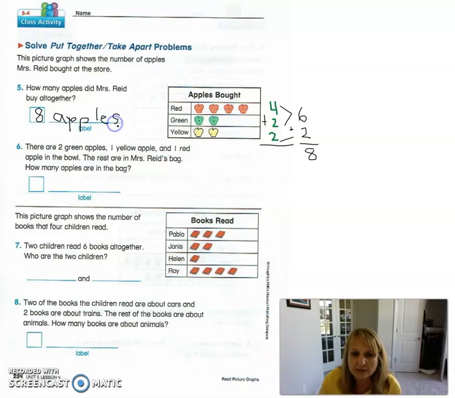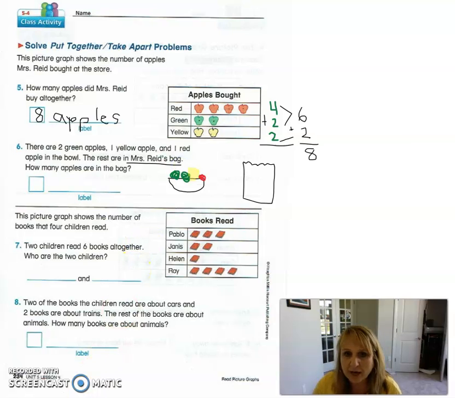All right, let's go down to question number 4. There are 2 green apples, 1 yellow apple, and 1 red apple in the bowl. The rest are in Mrs. Reed's bag. How many apples are in the bag? I think that I'm going to draw a picture to help me solve this. Will you pause the video for just a minute and draw a picture of your own and see if you can figure out how many are in Mrs. Reed's bag? Okay, are you ready to figure it out?